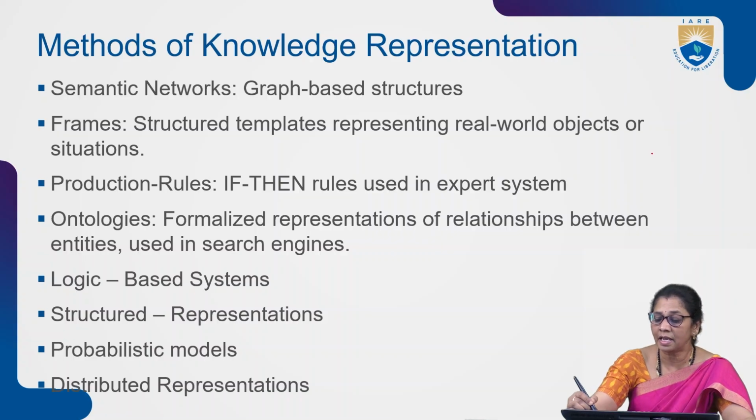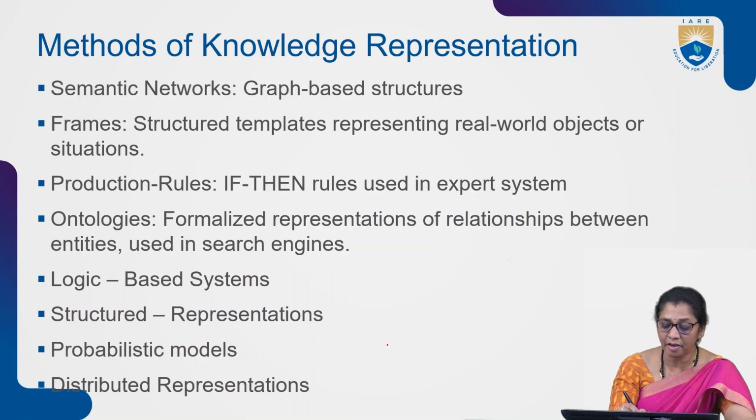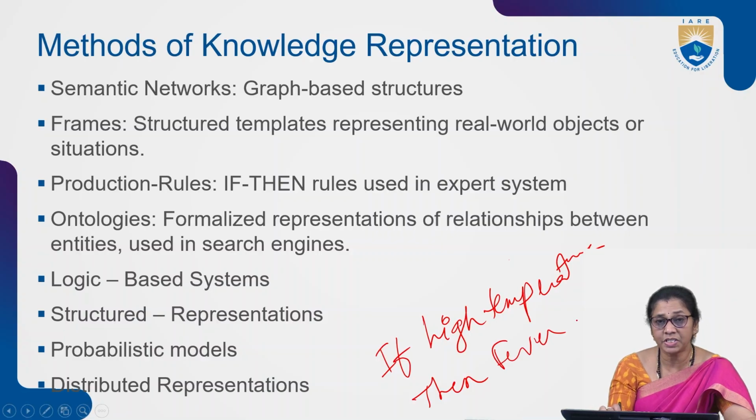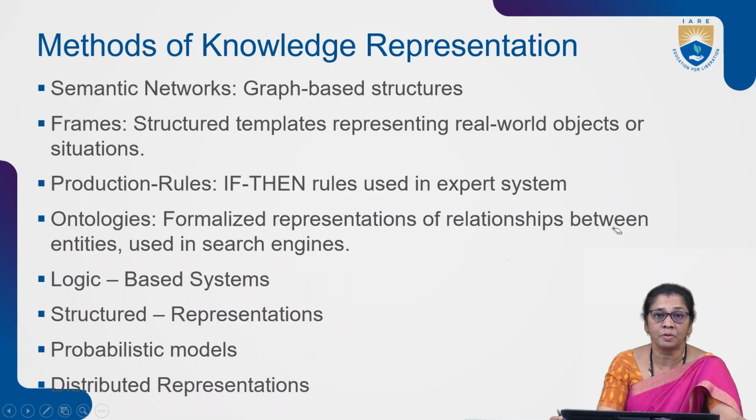Expert systems are like medical is an expert system, legal is an expert system. So in the medical system, when we are using these if-then rules, we can say if high temperature, then it is fever. If high temperature and cough, then we can say it is flu. So these are the things which help in the medical domain. How can the production rules be represented? Using the production rules, it can be represented.